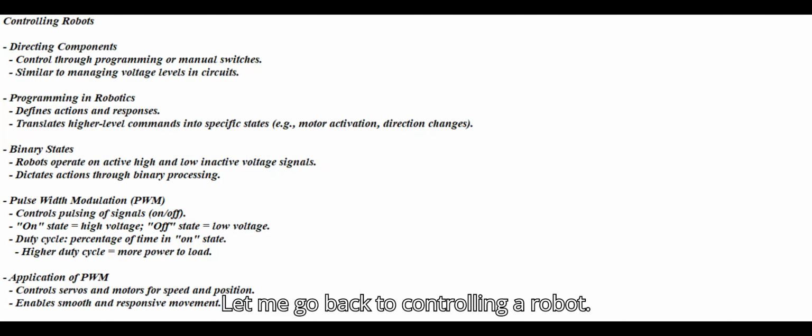Let me go back to controlling a robot. Controlling a robot involves directing its components through programming or manual switches, similar to managing voltage levels in a circuit. In robotics, you use programming to define actions and responses, translating higher-level commands into specific states, such as activating motors or changing direction. These specific states correspond to voltage changes.